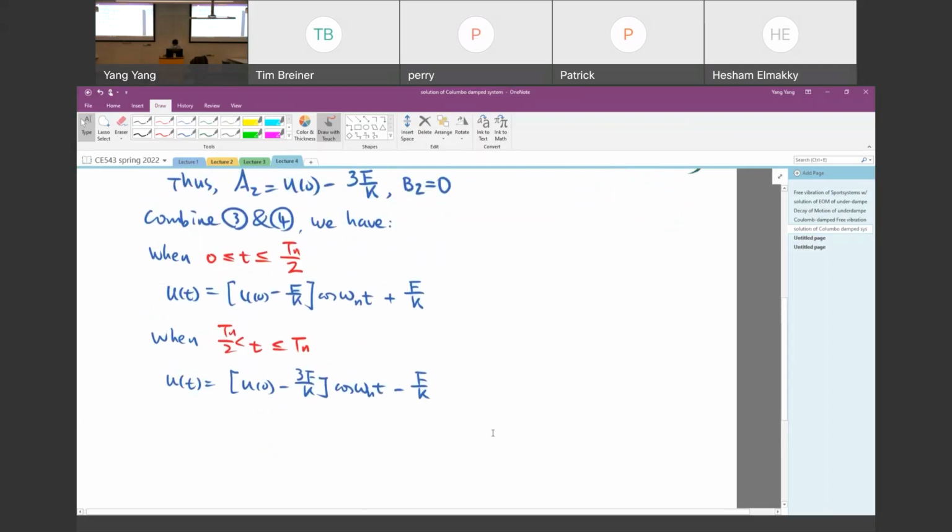So this is the response of the system for the first cycle. The first half cycle and the second half cycle have different functions. We have different functions for the displacement response. Any questions up to here?